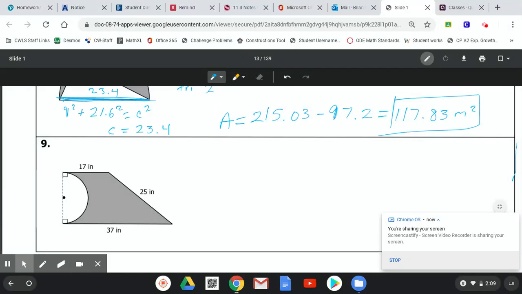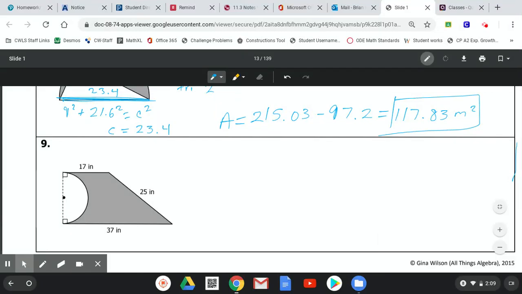Welcome back to the last video for 11.3. We're just going to finish up the last problem, which is number 9. So for this one, the whole thing is a trapezoid, and then we want to subtract out a semicircle. Okay, we're subtracting out a semicircle.